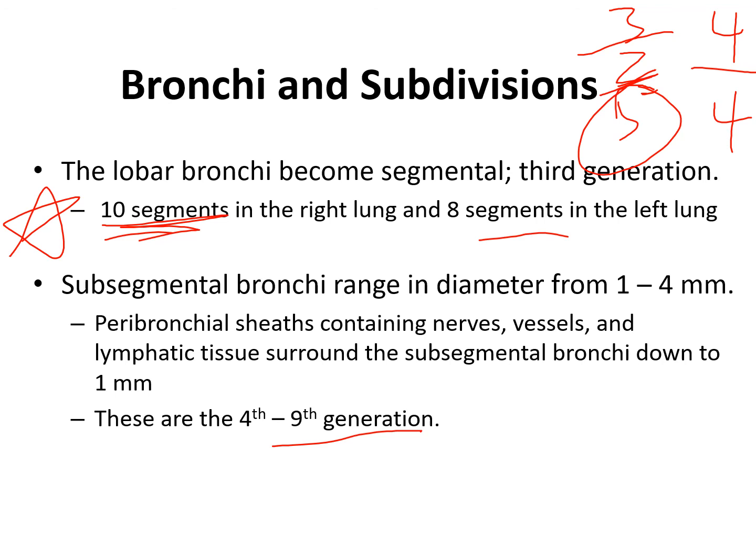So the segmental bronchi are about 1 to 4 millimeters in diameter. They have parabronchial sheaths with all the vessels, the lymph tissue, and all that stuff. And now we're getting to the 9th generation. Sorry, I said 10th generation, but I was a little ahead of myself there.